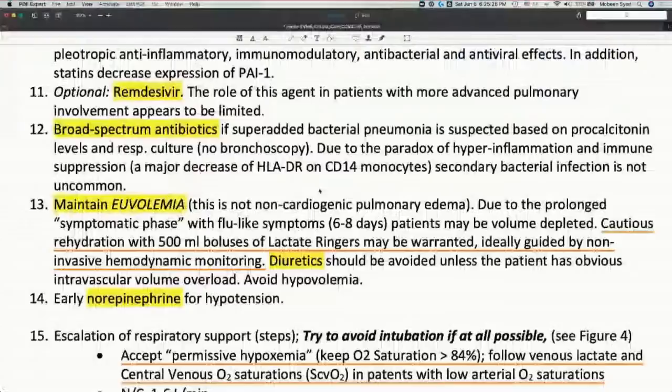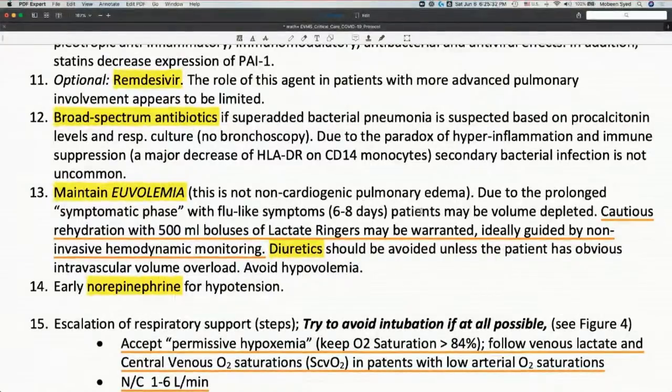So going back here to the discussion, they're saying maintain euvolemia. This is not non-cardiogenic pulmonary edema. So they're saying that this is not a pulmonary edema that developed because of some other issues than the heart. And yes, this is correct that this is because of the viral damage, but it still is not that kind of an edema that normally occurs.